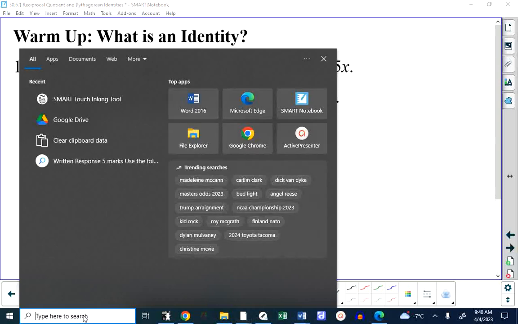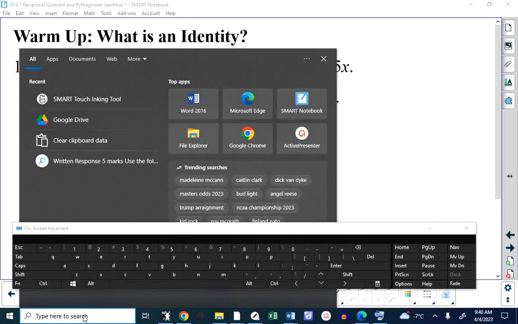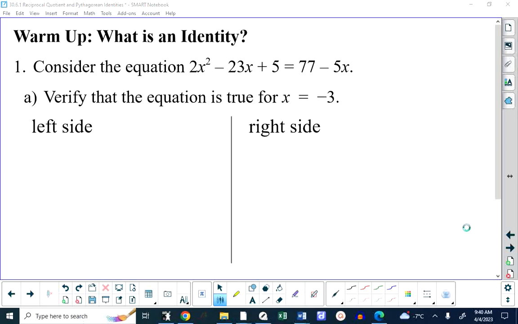Give me a minute, please. I want to bring back something. I've lost, there it is. A little add-on here that I need. There it is.